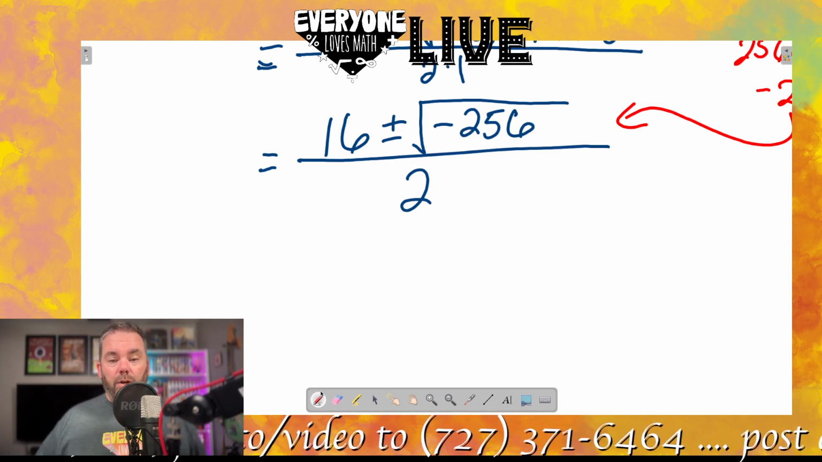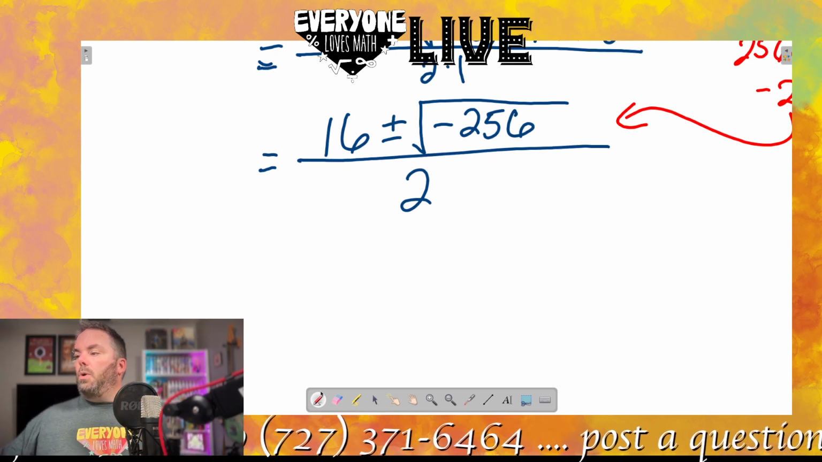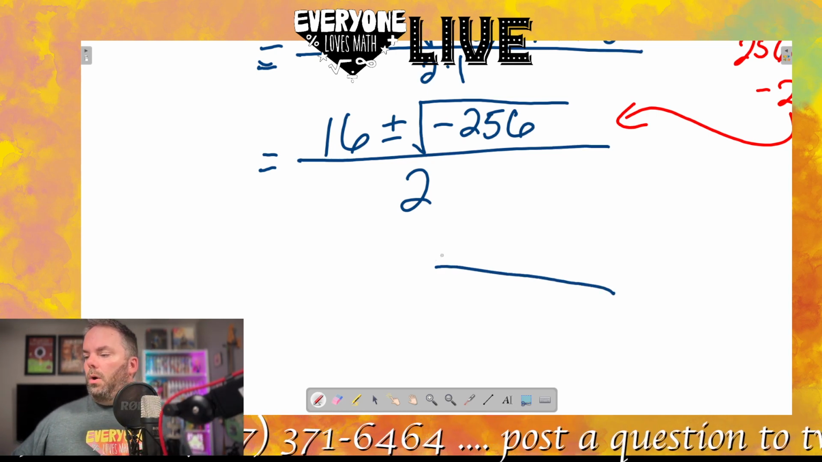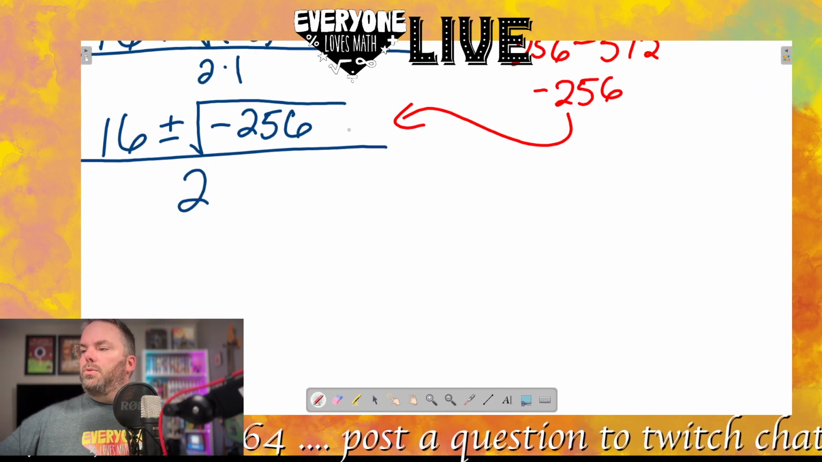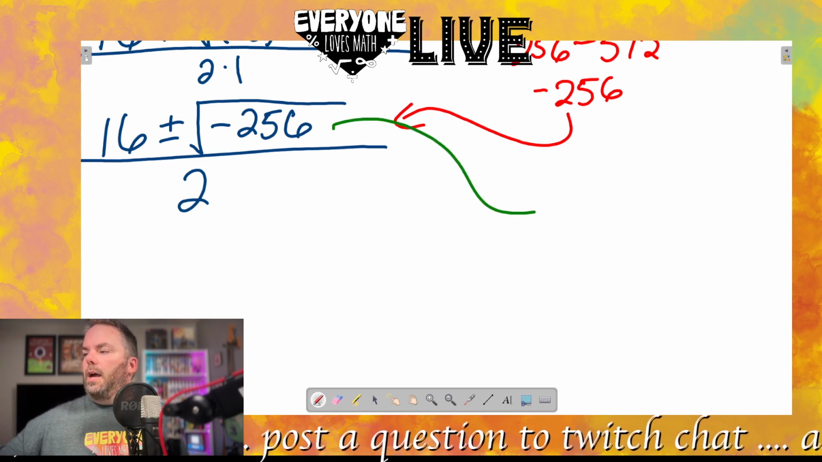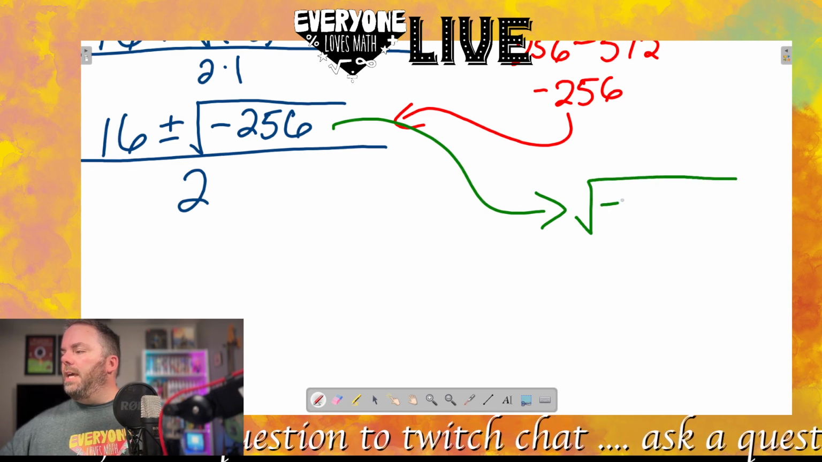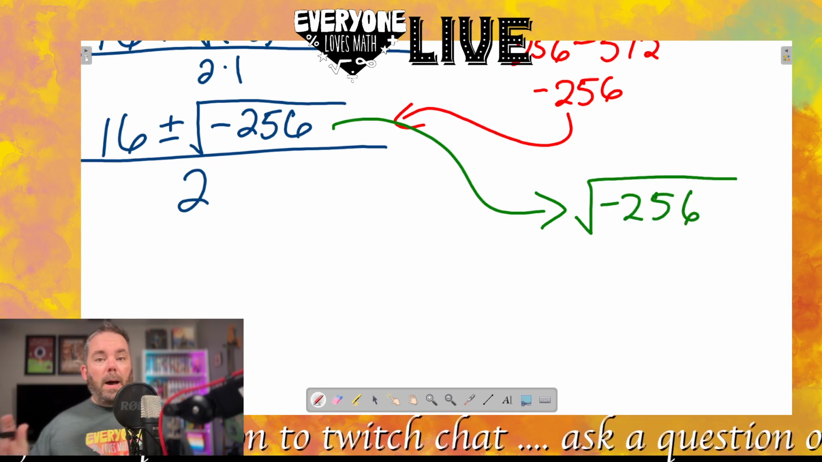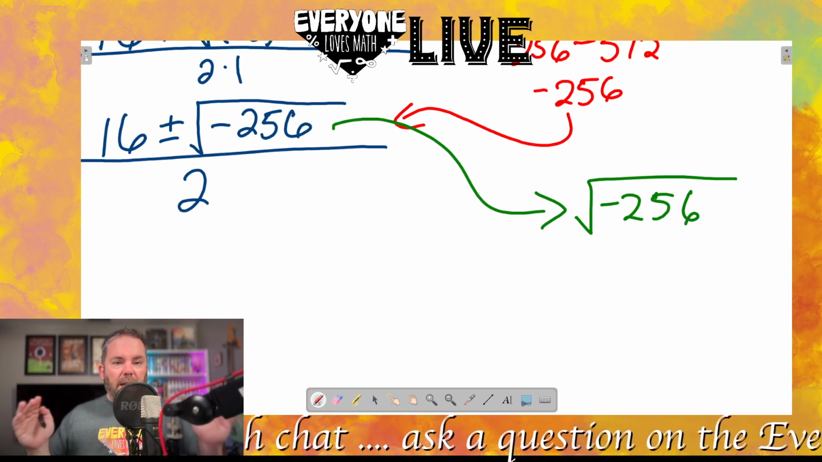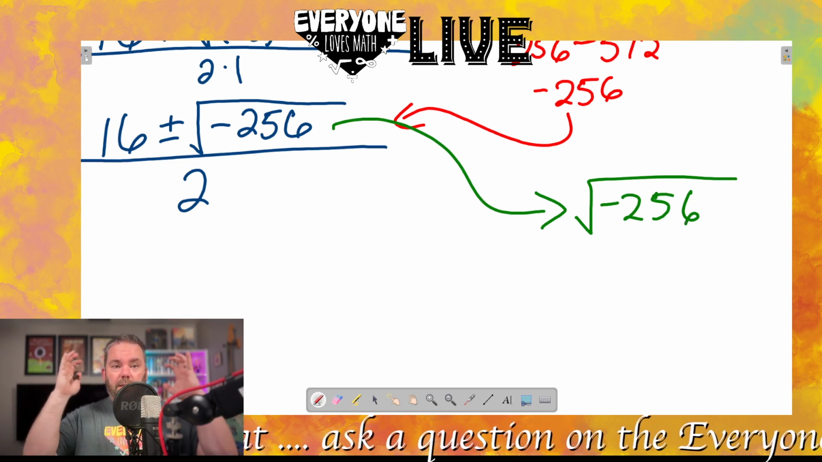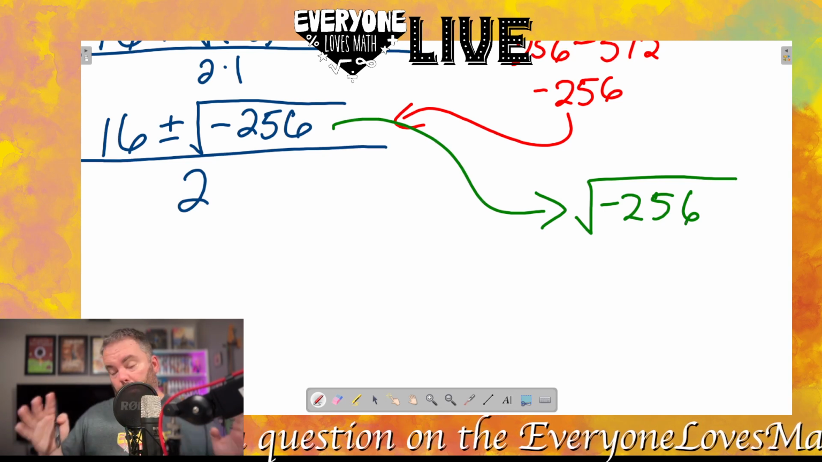What we need to do is clean up the square root of negative 256. I'm going to go over here and clean it up, popping this off to the side because I want to organize my thinking. Even though this might look disorganized, I don't want to have to copy the whole problem over and over again for just one part.